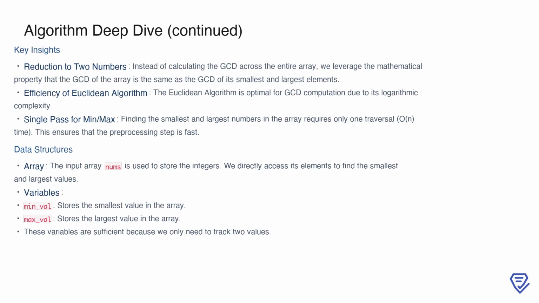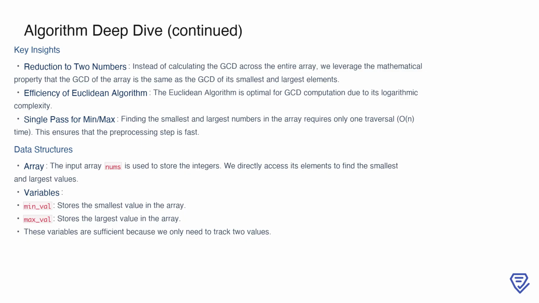There are a few important insights to highlight about this approach. First, by reducing the problem to just two numbers, the smallest and largest elements in the array, we greatly simplify the computation. This reduction is based on the property that the GCD of the array is equivalent to the GCD of these two extremes. Second, the Euclidean algorithm is optimal for GCD calculations due to its logarithmic complexity, ensuring that the computation is fast even for large numbers. Finally, finding the smallest and largest values in the array requires only a single traversal, which runs in linear time. Together, these steps create an algorithm that is both time-efficient and space-efficient.